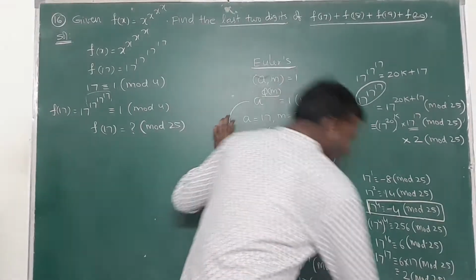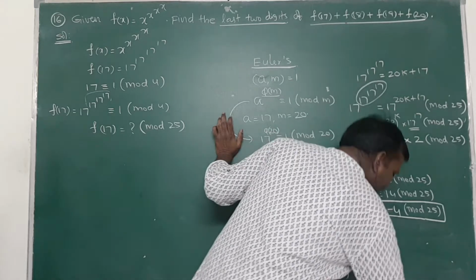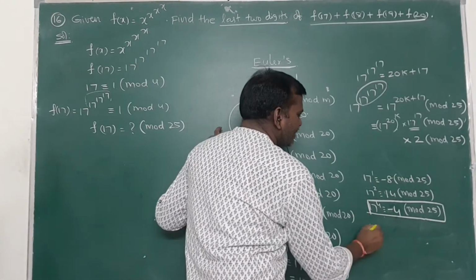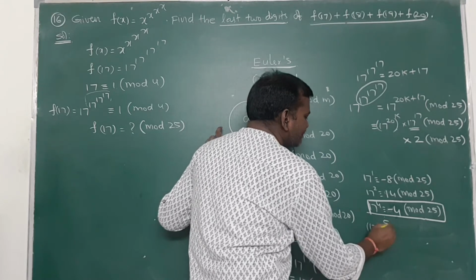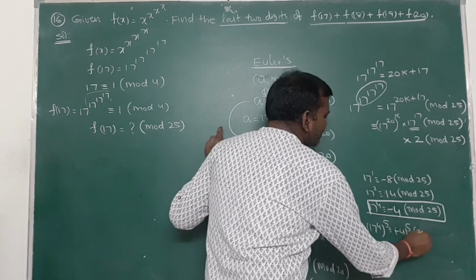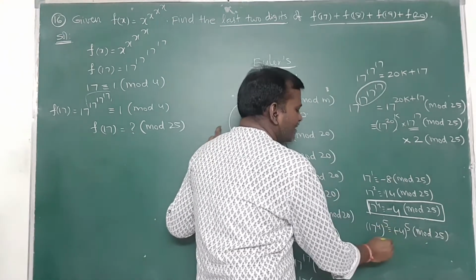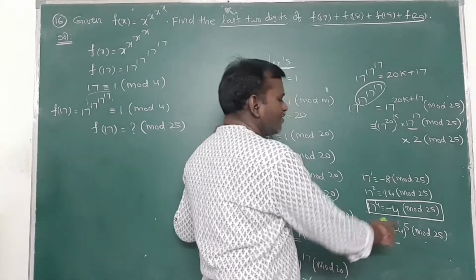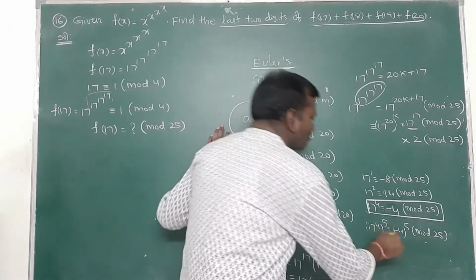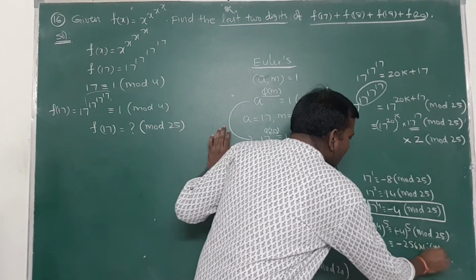Okay. So if I take in this one, 17 power 20 I want. But that is power 5. That means 17 power 4 whole power 5, that means minus 4 whole power 5 mod 25. Minus 4 power, an odd power, this is minus 4 power 5, the 256 into 4. Am I right? 4 power 4 is 256 into 4, that means mod 25.